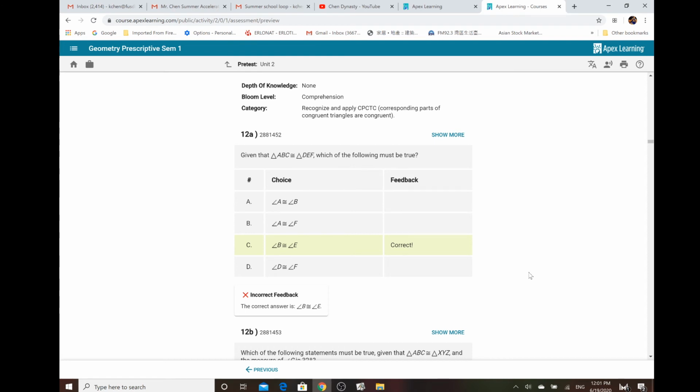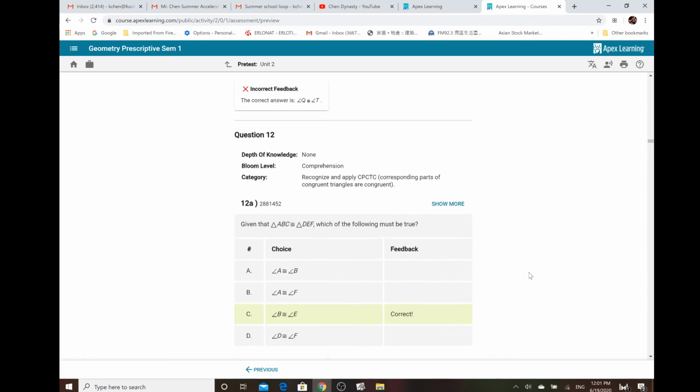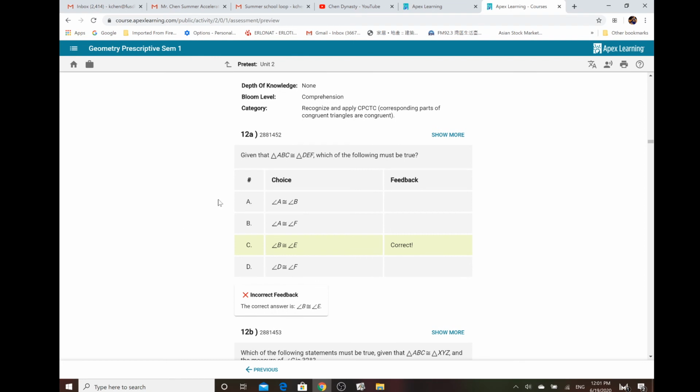Given that triangle ABC is congruent to triangle DEF, which of the following must be true? For this one you want to match the letters. Angle A is congruent to angle D. Angle B is congruent to angle E. The only selection that's true is selection C.